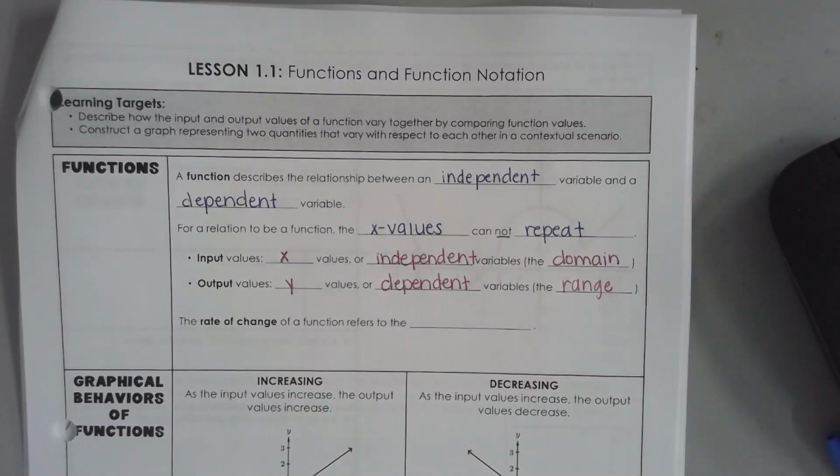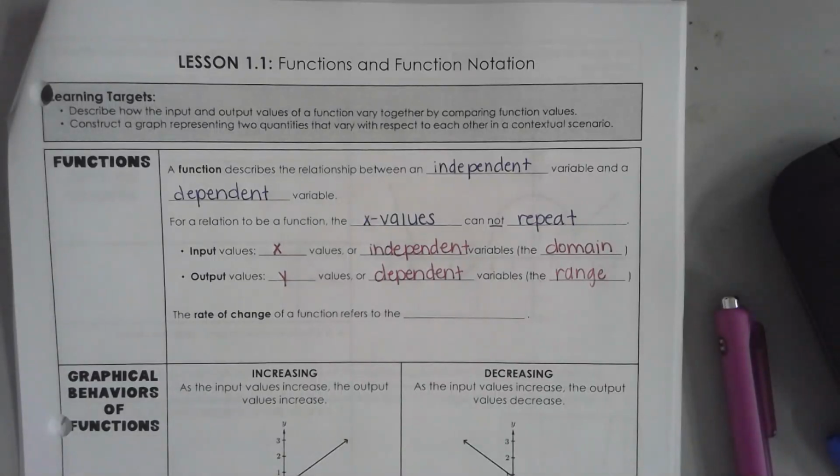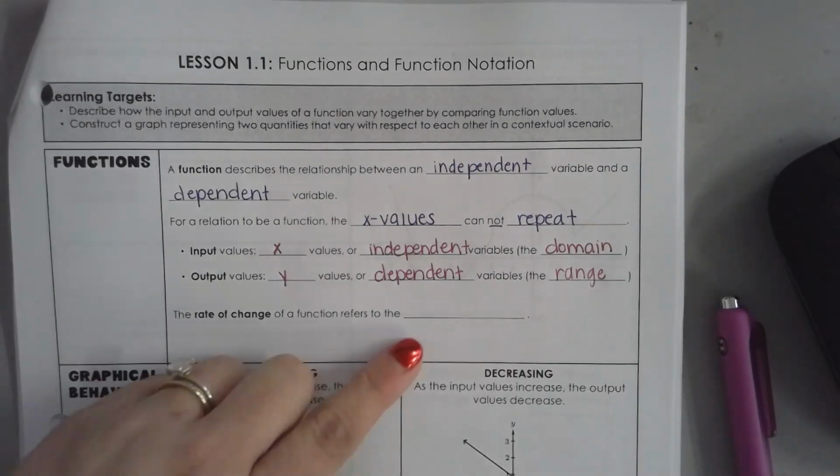I like to think independent and input. Those go together. That's how I remember, because I would always flip independent or dependent. Independent, input. They both start with IN. And I know input is x's. All right, and then when we're talking about the rate of change of a function, we're going to talk about this a lot. The rate of change is the slope.